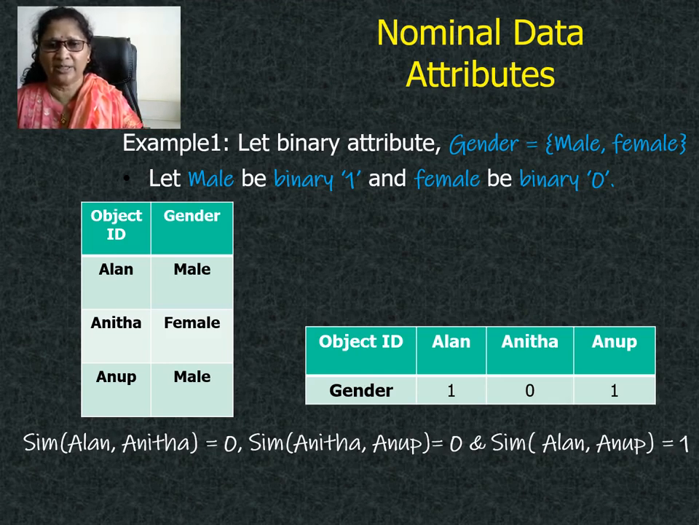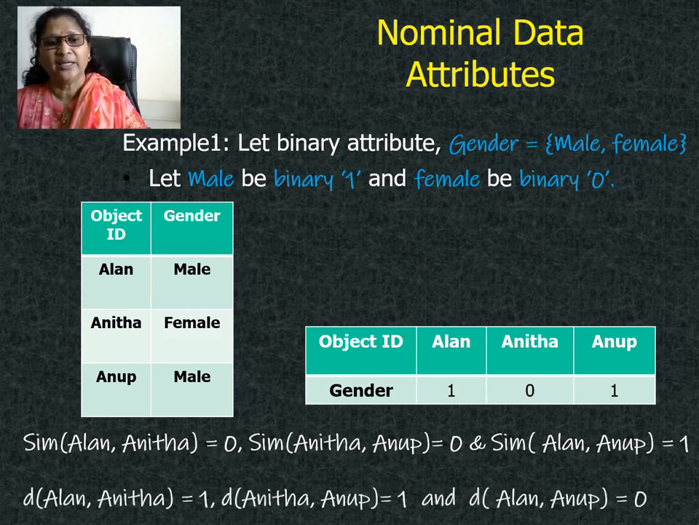We can also now talk in terms of similarity and dissimilarity. The similarity between Alan and Anita with respect to their gender is 0 because they are different. One is male and another is female. And if we talk about their distance, then for Alan and Anita the value is going to be 1 because they are totally dissimilar. If they are similar, it returns value 0. So when we compute the distance between Alan and Anup with respect to gender, it returns 0. And with respect to similarity for Alan and Anup, it returns 1.